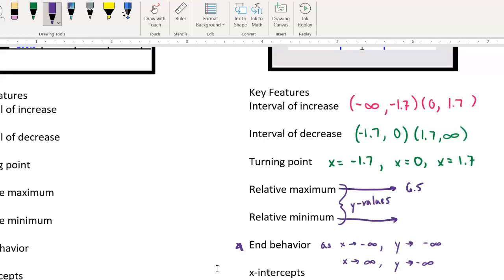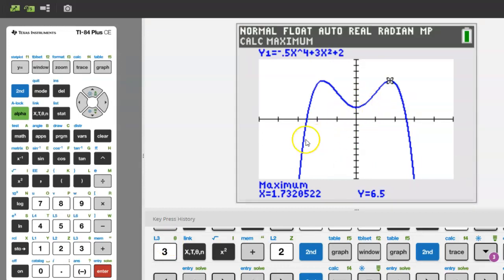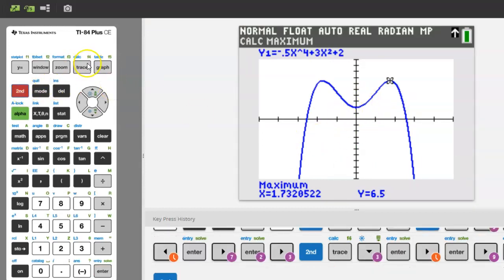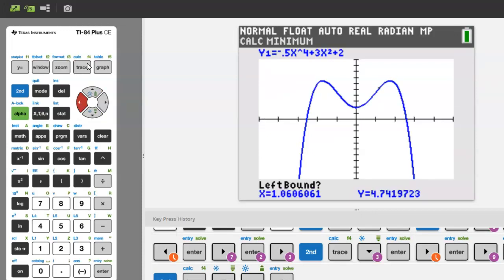All right, so now let's find that relative minimum. So that's this point right here. So we have to do second, trace, but this time we're going to select minimum. We're going to go through the process the exact same way. Go to the left of that minimum point, hit enter. Go to the right of the minimum point, hit enter one more time.